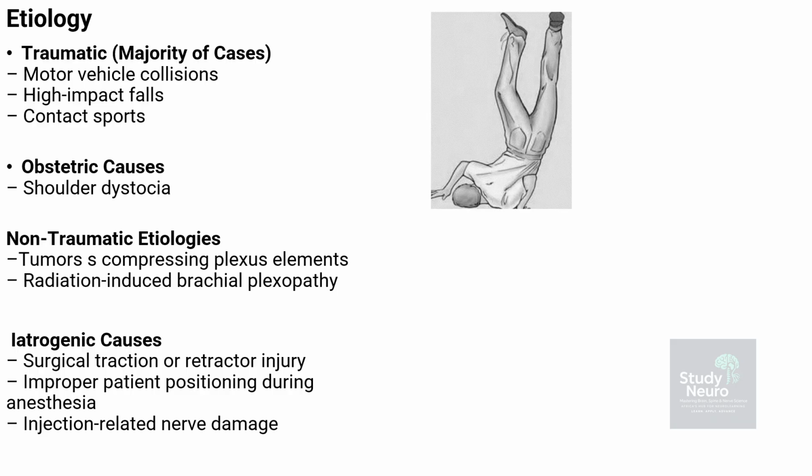Not all injuries come from accidents. Tumors pressing on the nerves or radiation therapy can slowly impair the plexus over time, and sometimes injuries happen in the hospital, during surgery, from how a patient is positioned under anesthesia, or even from an injection near the nerve. Recognizing how these injuries occur is essential because it guides how we assess and manage each case.